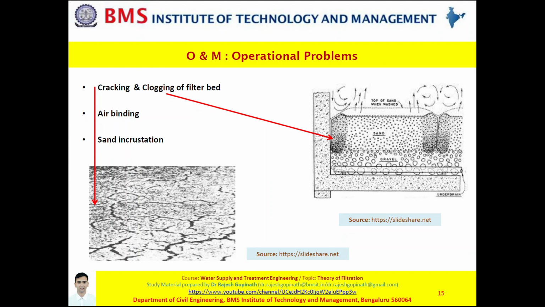Third issue, sand incrustation. This basically means change in the effective size of sand. As I told you, filter media or sand has certain uniform properties. If these properties are altered, then its function also gets altered. This problem typically happens when the water which enters the filter has a high dosage of coagulants in it.